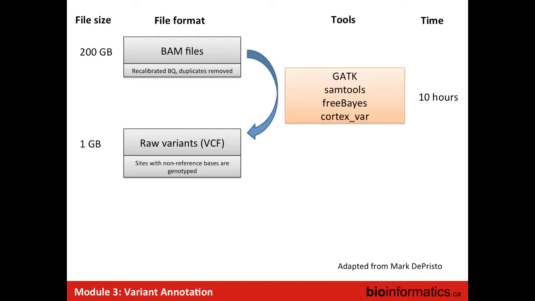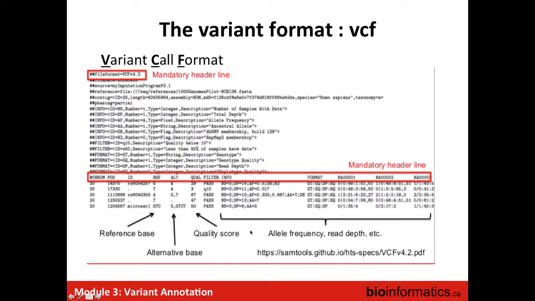So what do these variant files look like? Mathieu talked about the FASTQs and the BAM. The VCF stands for variant call format, so it makes a lot of sense. You've got a lot of header lines, which provide information on what was run, what reference files were used, and various parameters of the variant caller that you used. So this is header information.